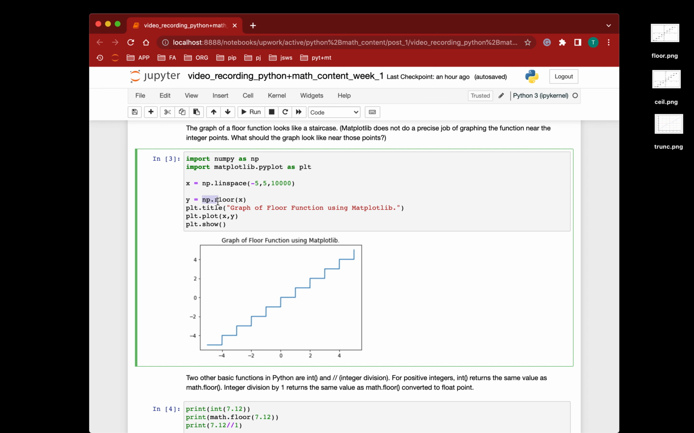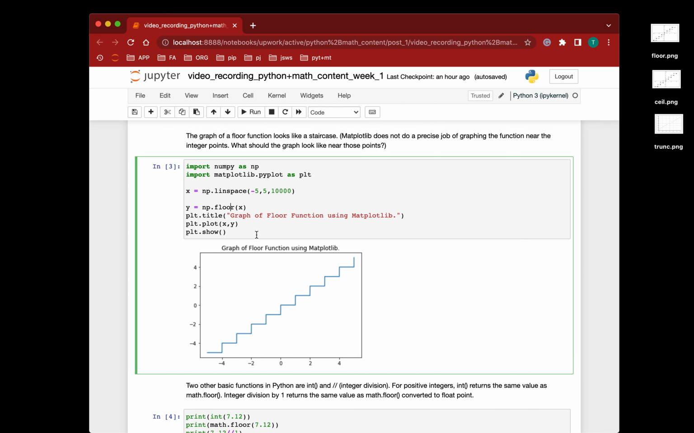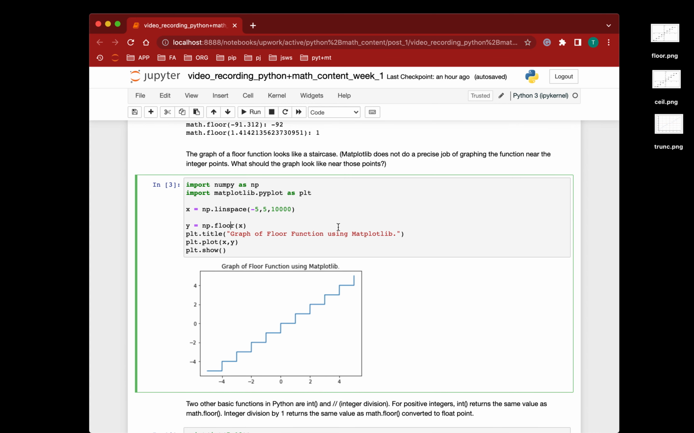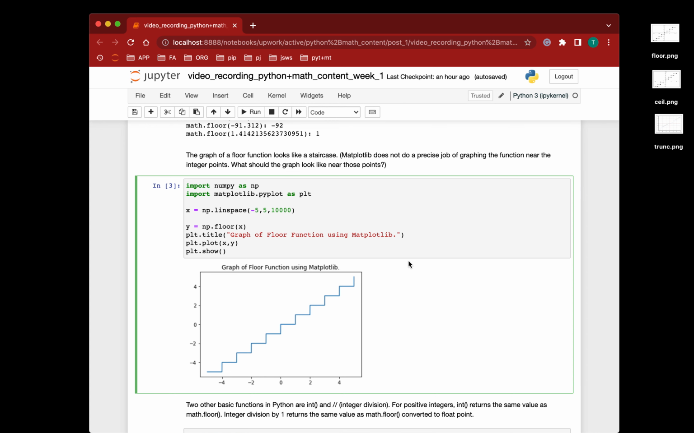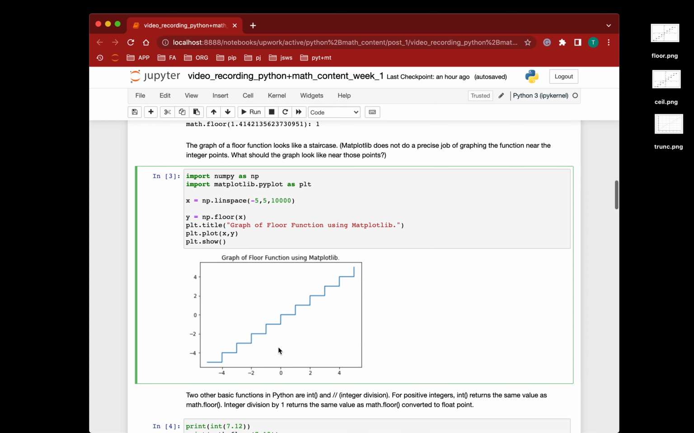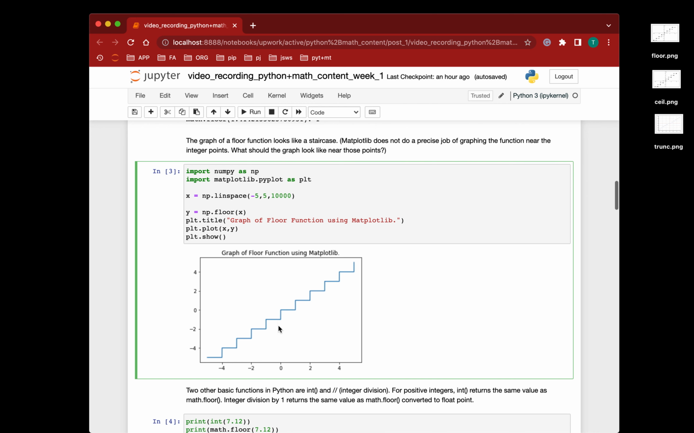We use the numpy floor here just because it's easier to plot, but you can do the same thing using math.floor as before as well. And you see that the floor function has this staircase-like graph.